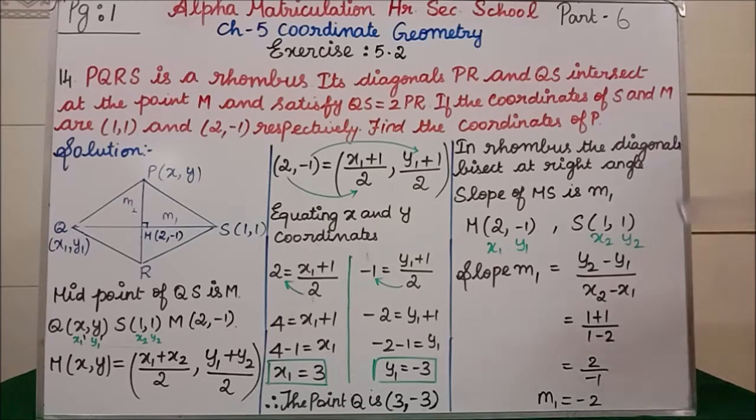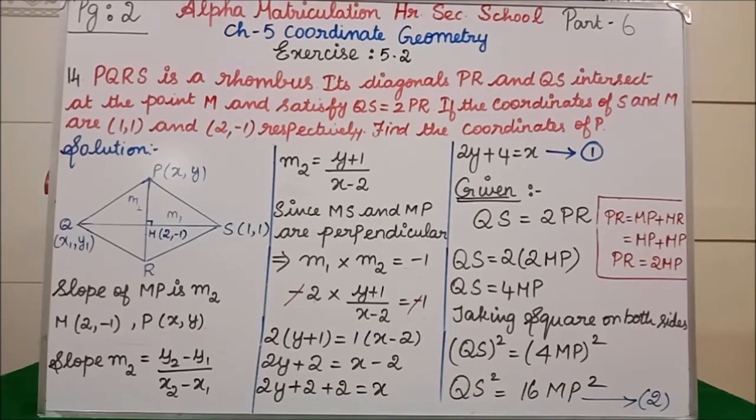Now, what have we got? The slope of MS is M1. Similarly, we have to find the slope of MP, which we take as M2. Students, that we will see on page number 2. Since it is a very lengthy problem, I have written it on the top page number. According to that, you have to write in your class book. The remaining problem we will see on page number 2, in the 14th question. So far we have found the slope of MS, isn't it?